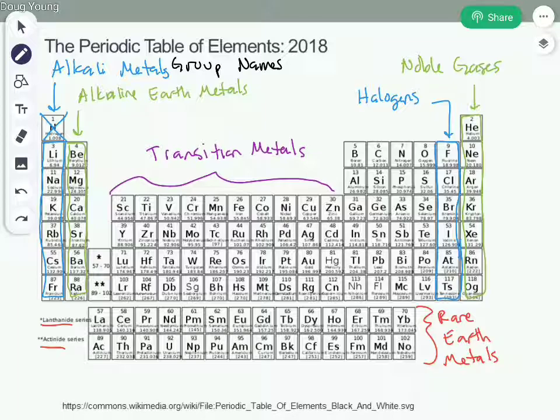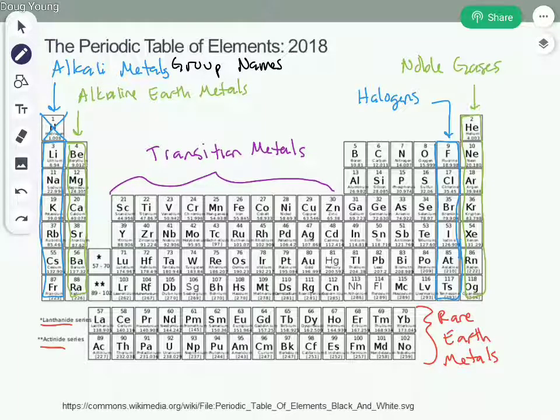But I do want you to know these group names. Alkali metals, alkaline earth metals. By the way, those names are Arabic, meaning from the ash. The alkali is from the ash. They discovered how to make really basic solutions using ash. Then we have the transition metals. Halogens are group 7 stuff. Noble gases are group 8 things. Those are really the big key ones that I want you to know.